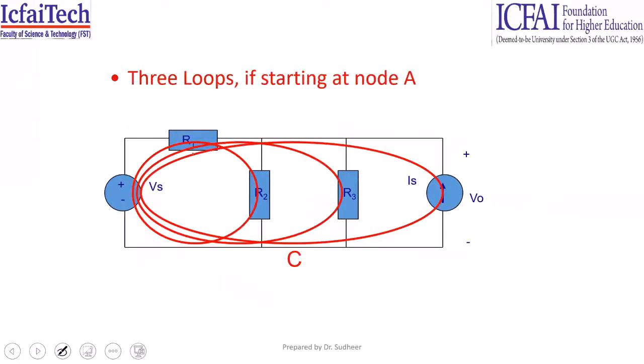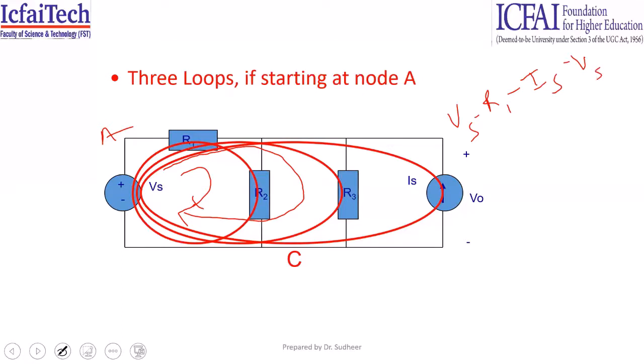How many loops are there? We can start from node A, node B and node C. You can go through Vs, R2, R1, R2 and Vs. This is one loop. In the same way, you can start from Vs, go through R1 and come back to Vs. That is a second loop. And similarly, you can take Vs, travel through R1, then travel to Is and come back to Vs. So there are 3 loops possible in this particular circuit.